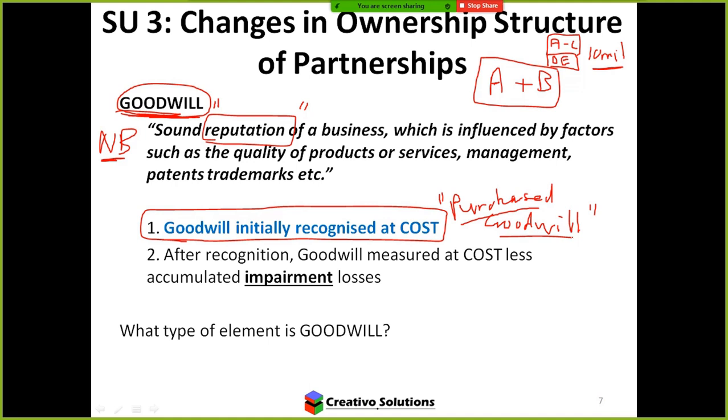So in other words, somebody is willing to pay for a portion of the business. Having described it, goodwill is the reputation of the business, which is influenced by factors such as the quality of the products or services, the management, the patents, the trademarks, all of the stuff that goes into running a business. What element do you think goodwill is going to be viewed as? Break it down to its basics. You've got 6 accounting elements. Which one do you think goodwill is going to be?